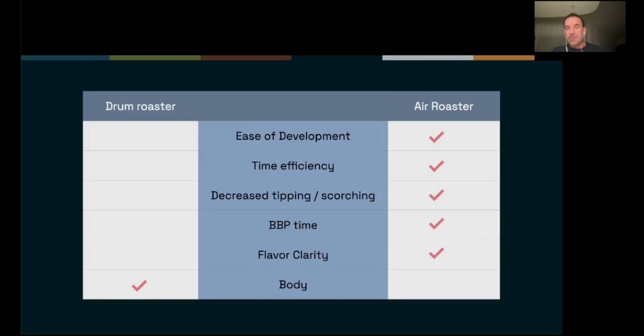Your between batch protocol in an air roaster usually can be quite a bit faster than in a drum roaster. And as noted, air roasters tend to emphasize flavor clarity, but not body. Now, you can definitely succeed and have fantastic, high clarity, delicate coffee in a drum roaster. What this chart is meant to say simply is that these things are a little bit easier or a little bit faster in an air roaster.